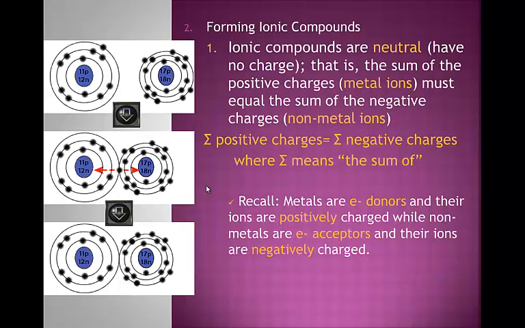So when we form ionic compounds, just like atoms, they contain charged particles but are neutral overall. So ionic compounds are neutral. They have no overall charge, so that means the sum of their positive charges must equal the sum of their negative charges. Remember that metals are electron donors, so their ions are positive. Non-metals are electron acceptors, so their ions are negative.